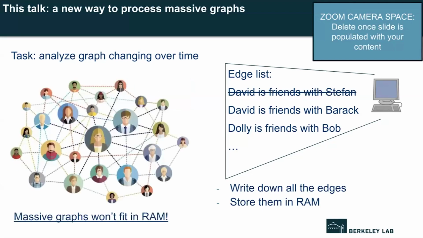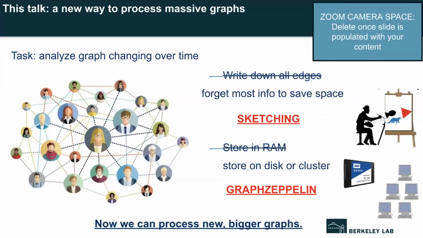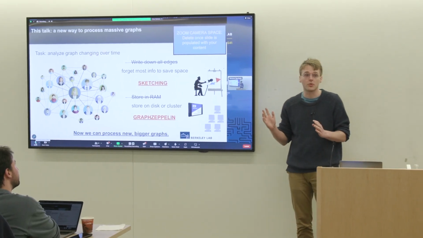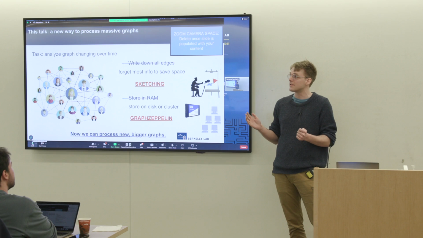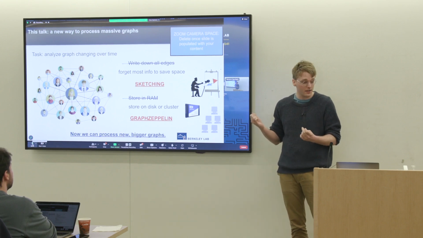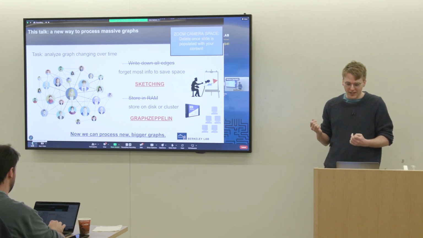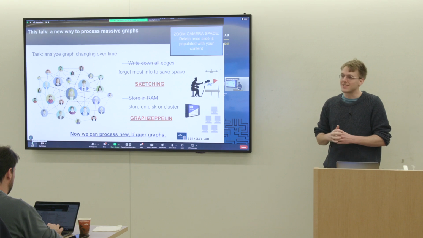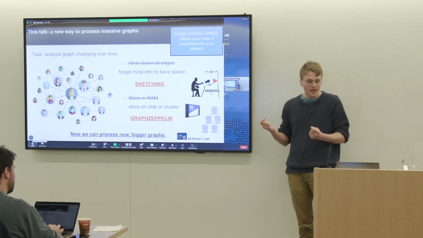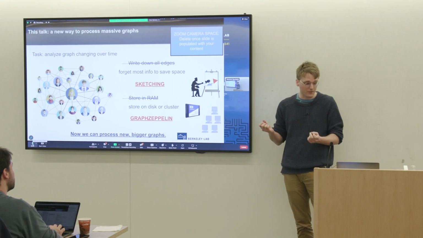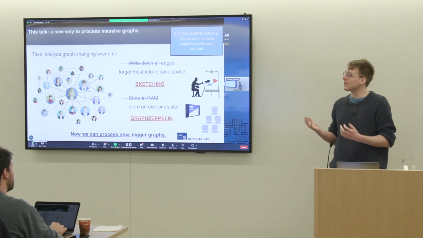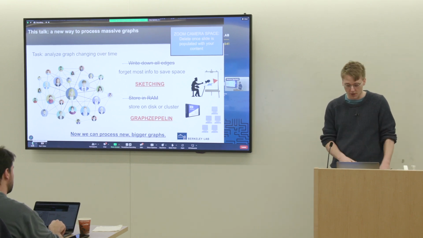And this works fantastically right up to the point when your graph gets so large that you can't fit that list in RAM. So today I'm going to present to you some new techniques we're working on that break both of these rules. First, instead of writing down all the edges, they forget most of the graph information to save space, but they still get the right answer in the end. And these techniques are called sketching techniques. And second, they don't store these sketches in RAM, or they don't need to. They can also store them on disk or across a distributed cluster without sacrificing performance. And the upshot here is this allows you to process bigger graphs than you could otherwise.